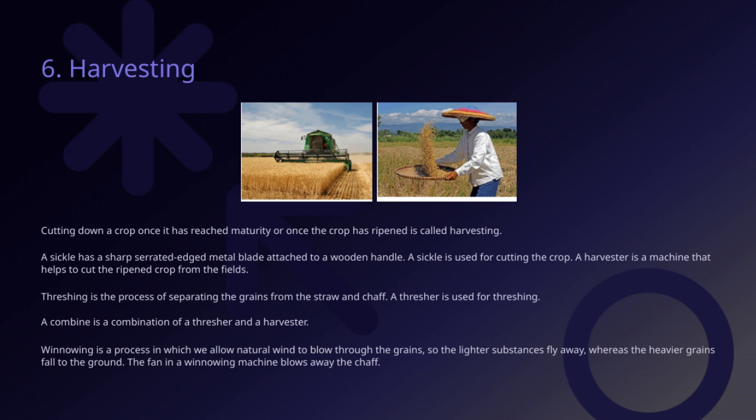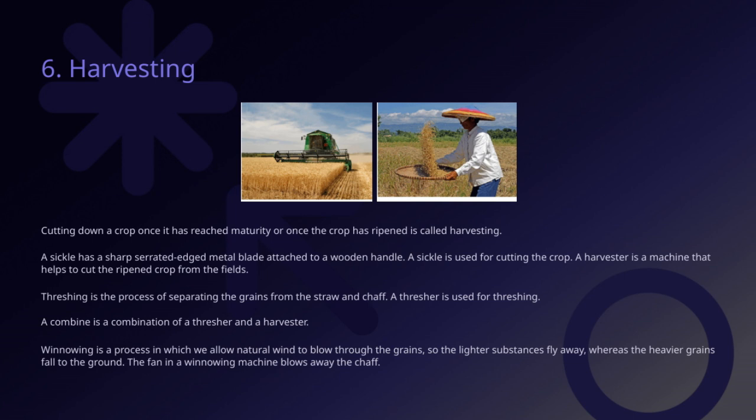Next, we have the combine. A combine is a very useful machine because it combines two important functions, threshing and harvesting. Threshing is the process of separating the grains from the straw and chaff, and a thresher is the machine that does this. It helps make the process quicker and less labor-intensive. Speaking of threshing, it involves separating the grains from the rest of the plant material. Without a thresher, this used to be a very manual and time-consuming task. Now, machines handle this efficiently.